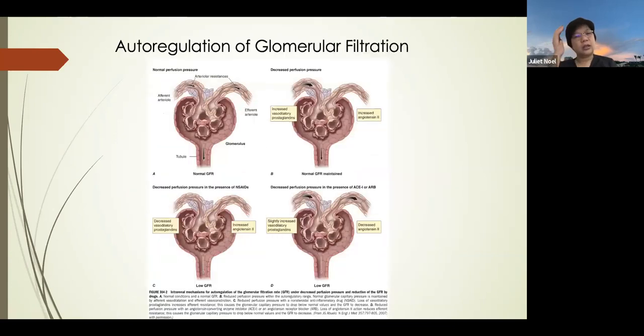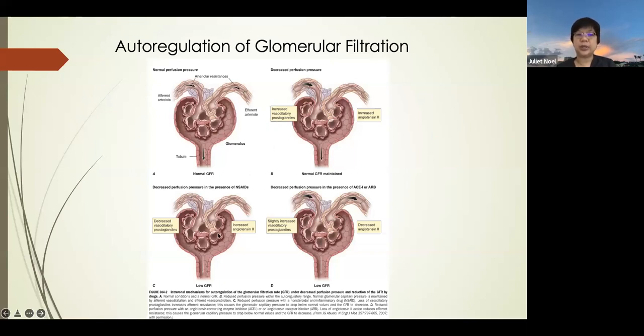So in a normal perfusion pressure, this is the afferent, then this is the efferent. When you have a decreased pressure, what would happen? You would have increased prostaglandin that will cause vasodilation, and it will increase angiotensin 2, as I mentioned, and will cause vasoconstriction. So with the vasoconstriction of the efferent and dilatation of the afferent, the glomerular pressure will increase.